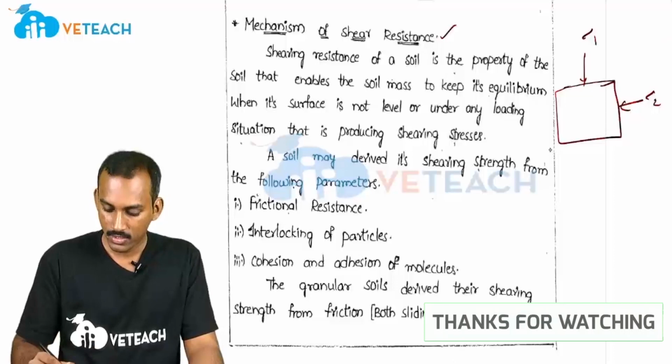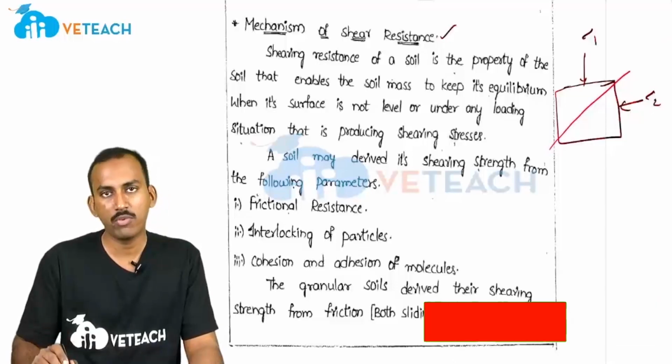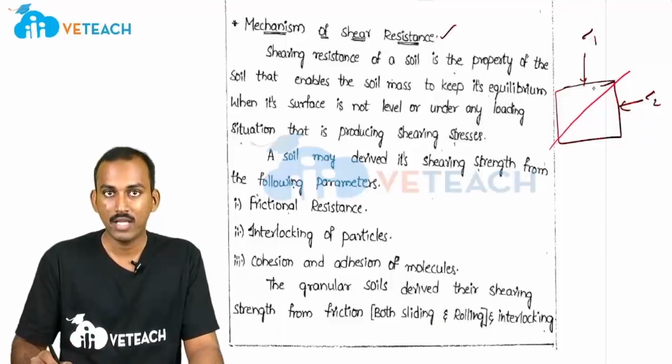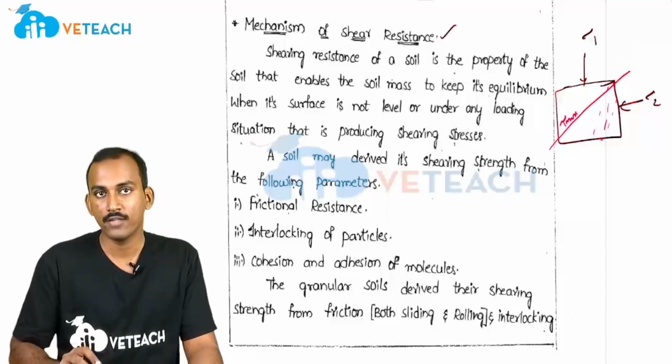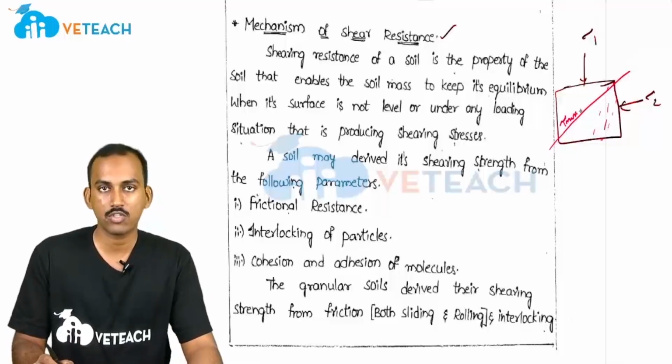So on this plane, you have to consider so many trial planes, and I have considered so many planes like this. Out of all, on this plane, the tau value is the maximum. So this maximum shear stress is equal to the shear strength of the soil. So in the last class we discussed about this topic.